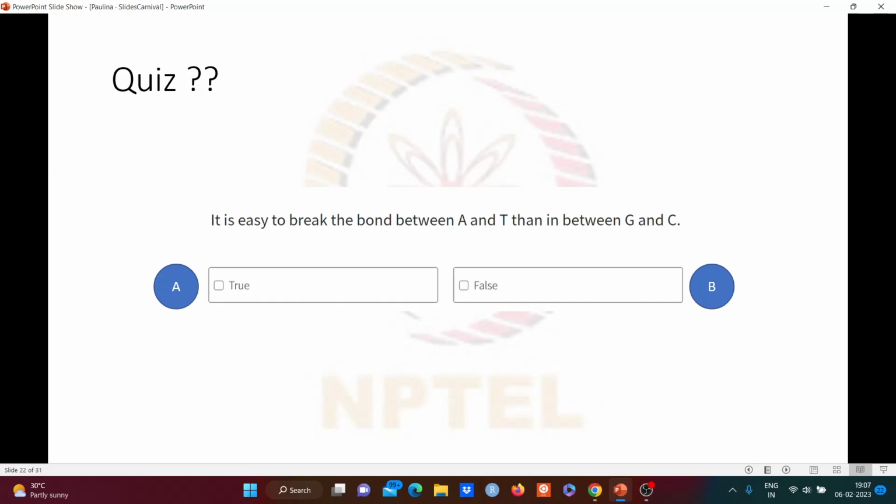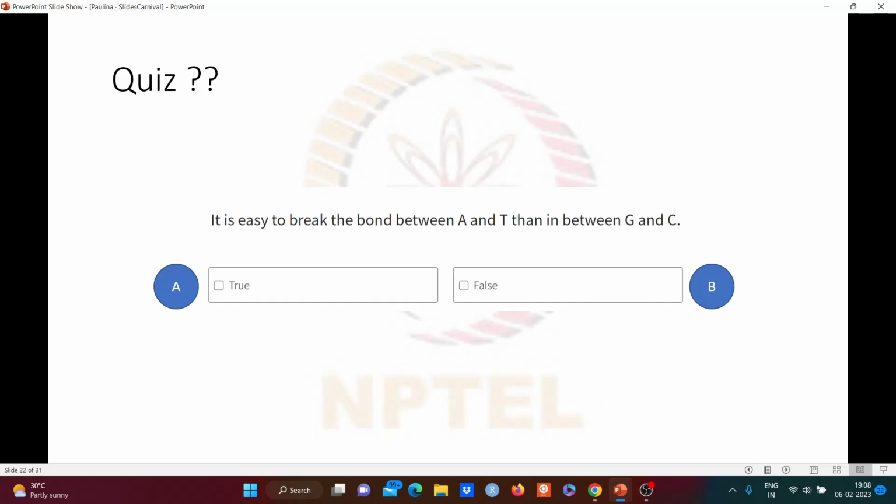Can someone explain the answer and why you feel it? Sir, actually, between A and T there are two hydrogen bonds, and between G and C there are three hydrogen bonds. So it is easier to break two hydrogen bonds than three hydrogen bonds. So the answer will be true.